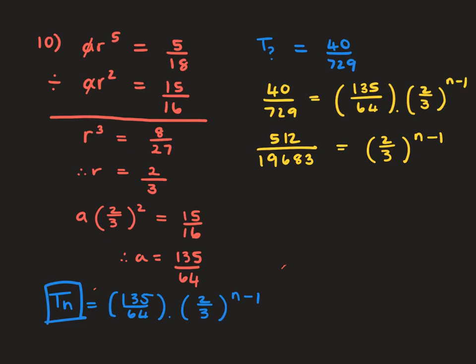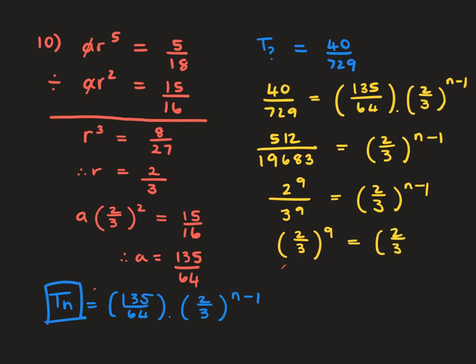So 512 as a product of its prime factors is 2 to the power of 9, and 19,683 is 3 to the power of 9. So let me just show you. We can rewrite this side like this, since both their exponents are to the power of 9. If you're thinking about your exponent laws, you can rewrite it like that. So therefore, n minus 1 is equal to 9. So there are 10 terms.